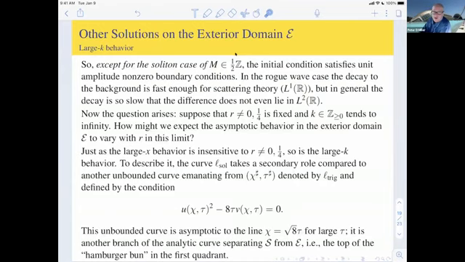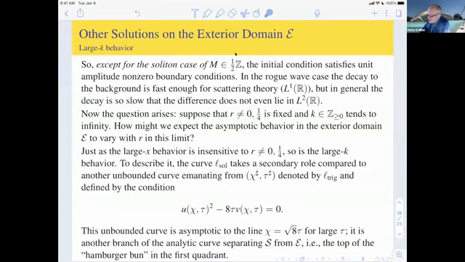So now we may ask this question. Suppose we fix an R value, a remainder that's not 0 and not a quarter, and we let this K index, the quotient, tend to infinity. How might we expect the asymptotic behavior in the exterior domain E to vary with R in this limit? We've seen two special cases, quite different.